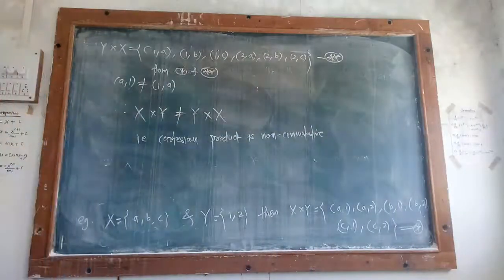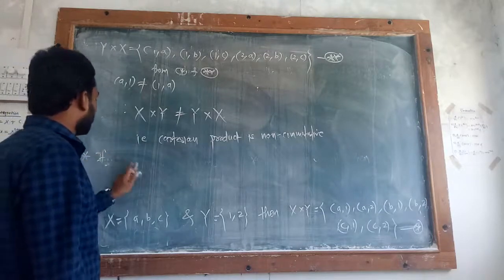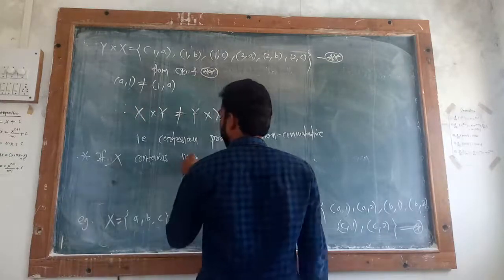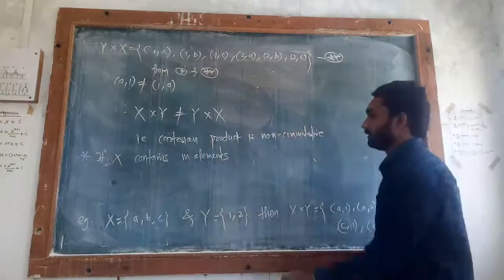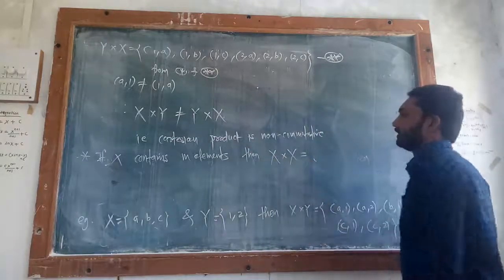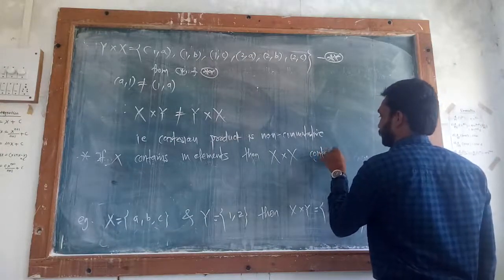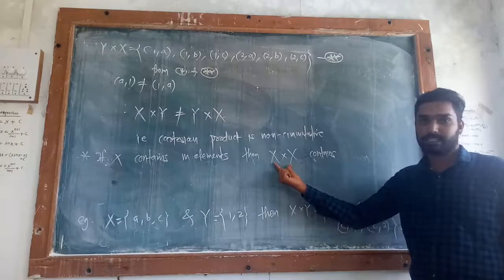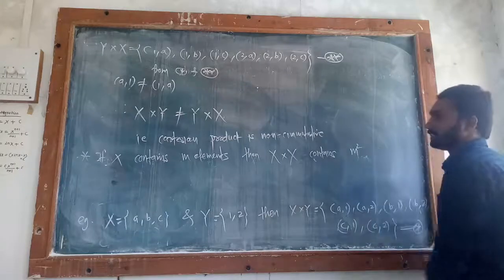Now let us take the next remark. If X contains m elements, then the Cartesian product X cross X contains how many elements? X containing m elements, and there is also X containing m elements. Then how many elements are in X cross X? That is m into m, that is m square.